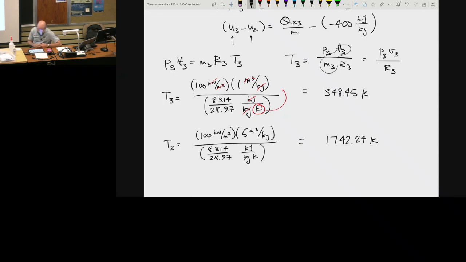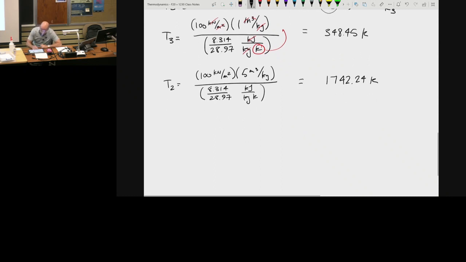Okay, so T3 is going to be 348.45, and T2 is equal to 1,742.24. Now, you look at those two numbers and you think there's not a chance in the world that we're going to find those exact temperatures in our tables. That'd be pretty unlikely unless you had a really, really exact table. So there's probably going to be interpolation involved. And this is why students really like constant specific heats over variable specific heats.